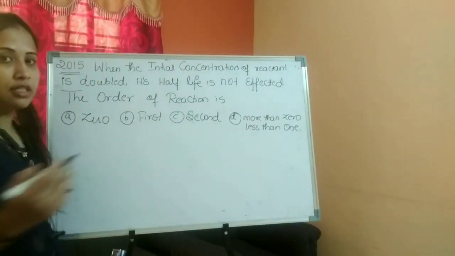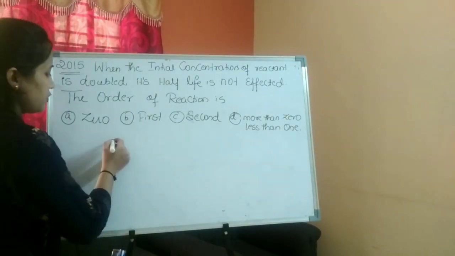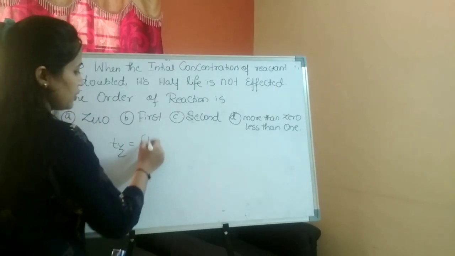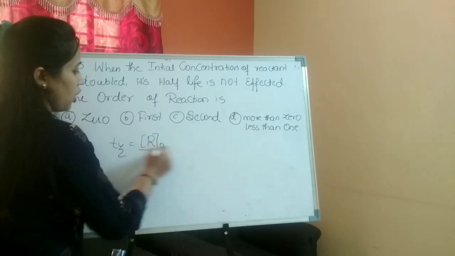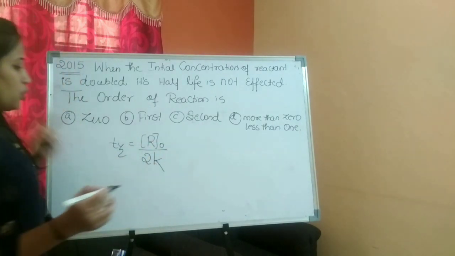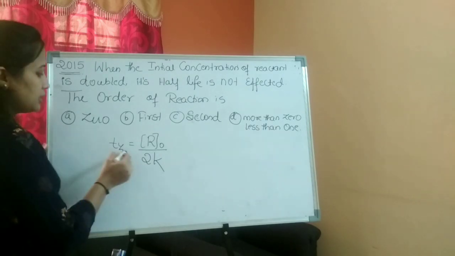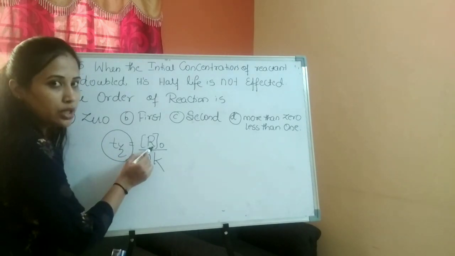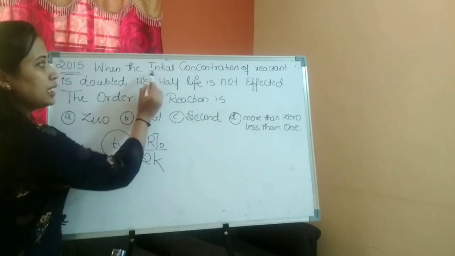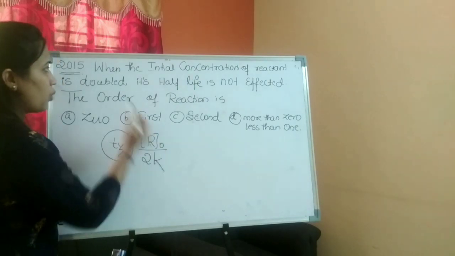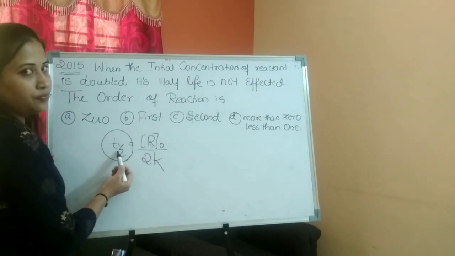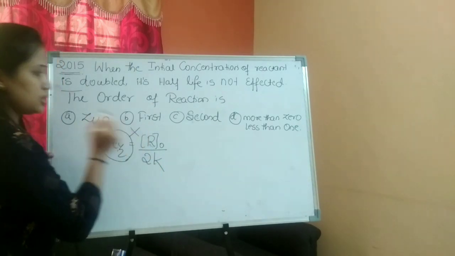We have studied the half-life of a first order reaction as well as a zero order reaction. If I write the half-life period for the zero order reaction, what is the equation? t half is equal to R naught divided by 2K. By seeing this formula, we could say the half-life period of a zero order reaction is directly proportional to the initial concentration of a reactant. But what they are asking is that even if the initial concentration is doubled, it remains the same. So zero order is not an answer.